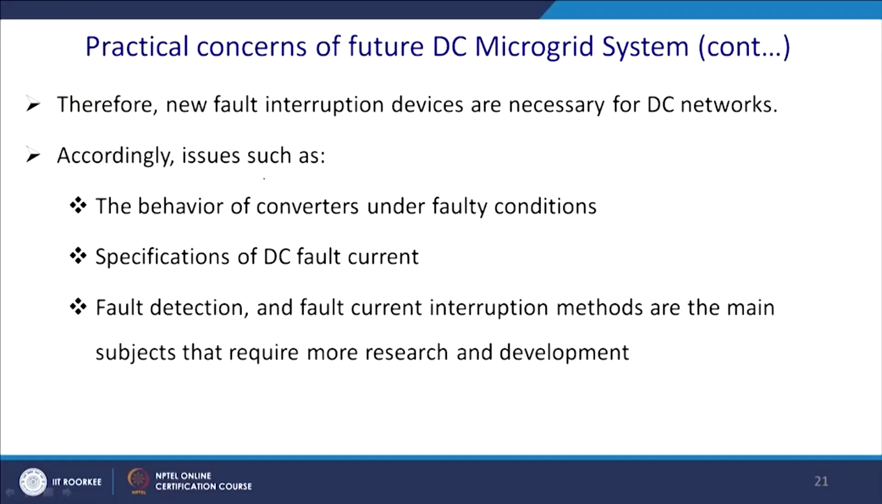Accordingly, the behavior of the converter under faulty condition, the significant specification of the DC fault current, that is something we require to redefine. Fault detection, and sometimes we have to have a fault tolerance system also. Fault detection and the fault current interruption methods are the main subject that require more research and development, because till now we have a protection system keeping in mind the AC protection system. Unfortunately, we have a DC protection system. These are few challenges.